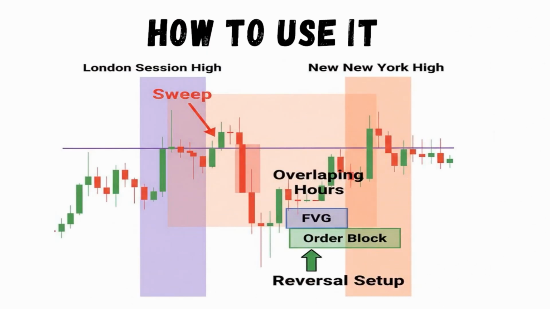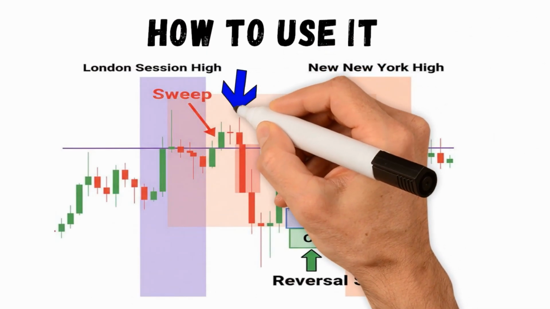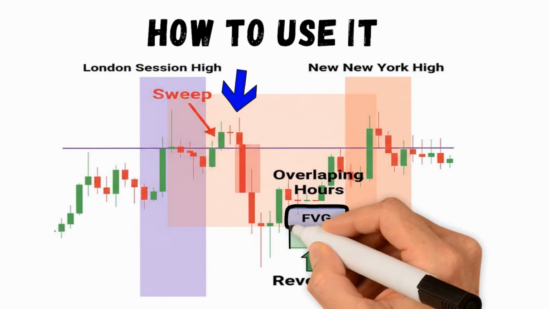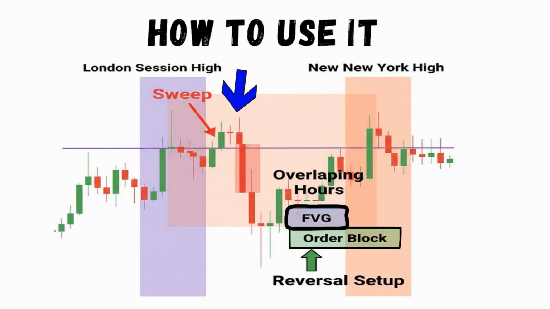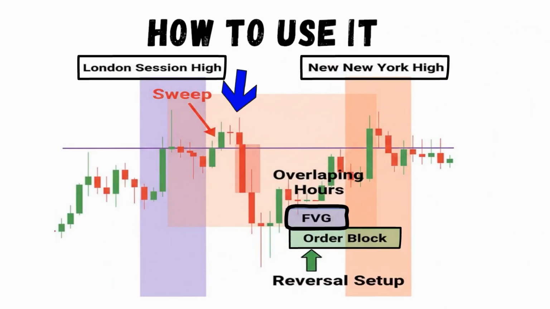How to use it? Mark session highs and lows. Look for setups where price sweeps one side, then watch for fair value gaps or order blocks on the reversal. This is especially effective during the London-New York overlap when volatility is highest.